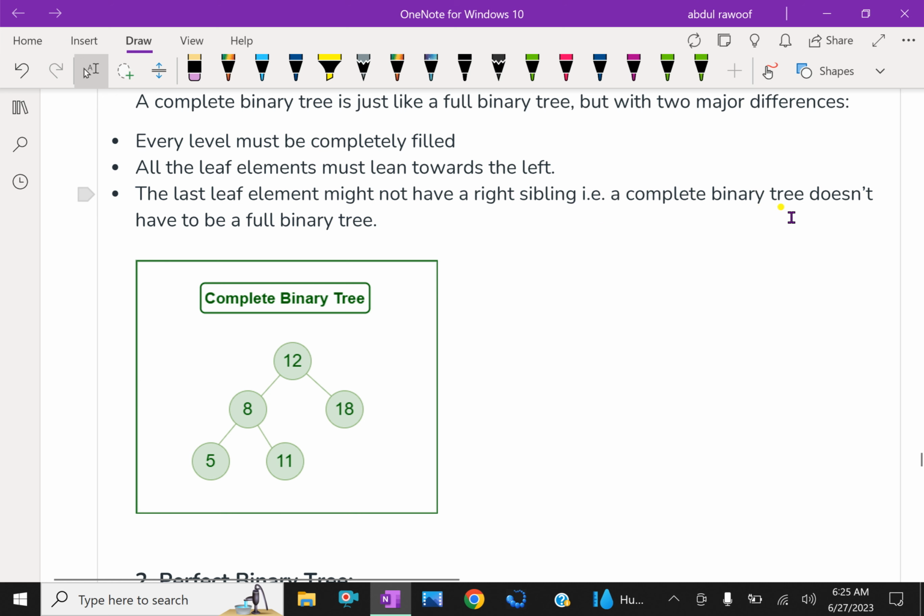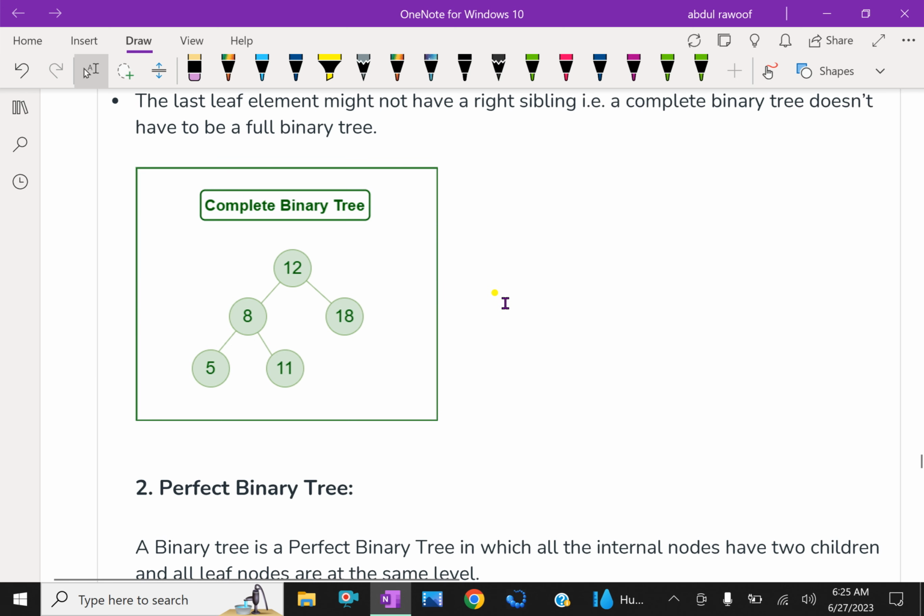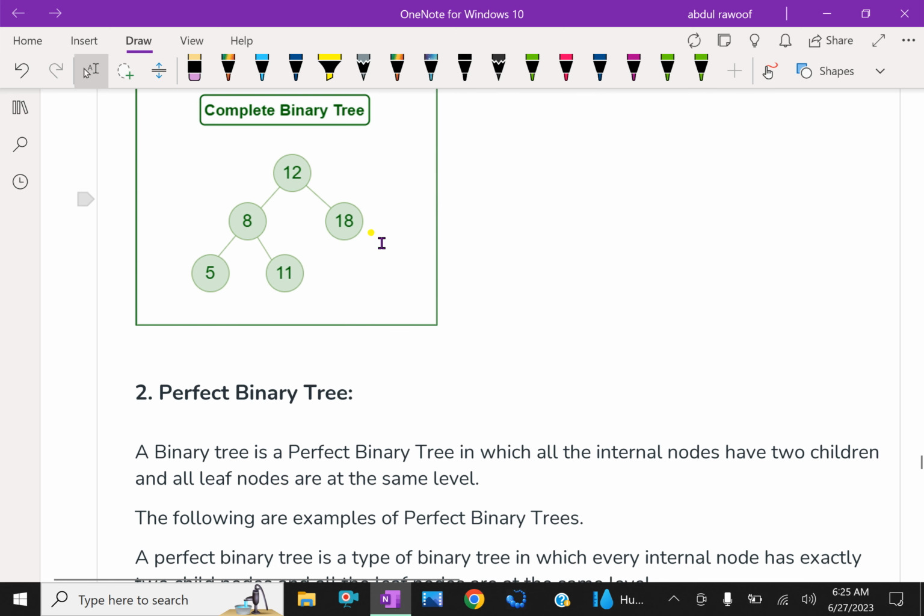That is, a complete binary tree does not have to be a full binary tree.